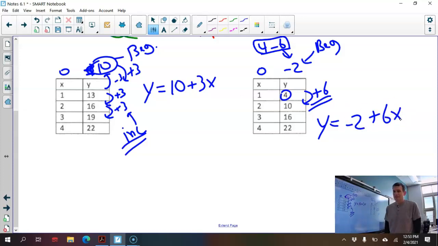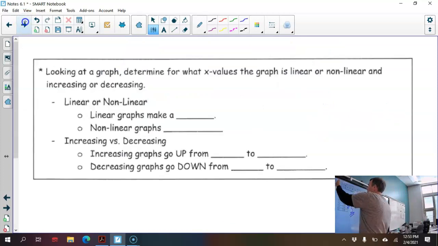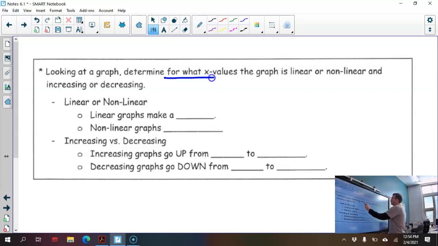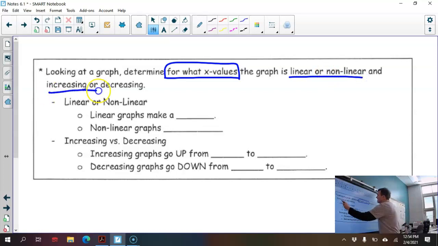All right, so you got those. Let's look at one more thing and we're done. We want to be able to look at a graph and determine for what x values, this is important, the graph is linear or nonlinear and increasing or decreasing. First I've given you some notes about linear and nonlinear. Linear graphs make a line. Nonlinear graphs, they curve.